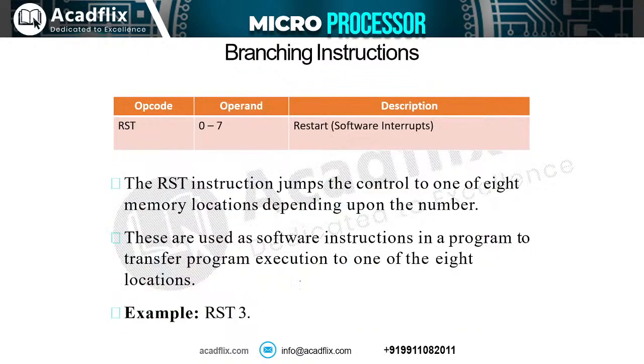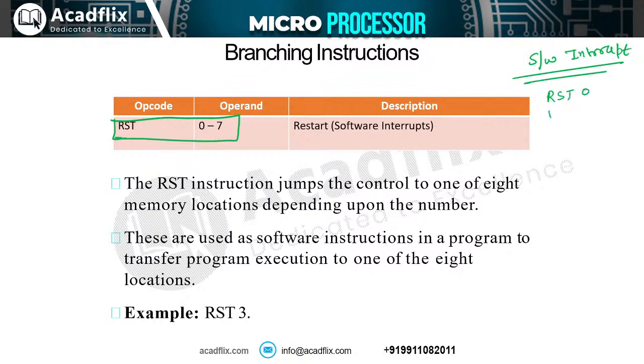Then we have RST 0 to 7. These are called software interrupts. RST instructions are nothing but jump instructions. We have two kinds of interrupts in the 8085 microprocessor. One is software interrupts, that is RST 0, RST 1 to RST 7. And all of the software interrupts in the 8085 microprocessor are vectored interrupts.